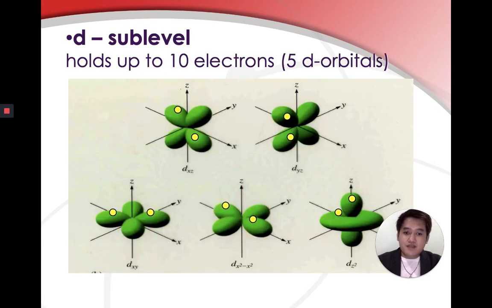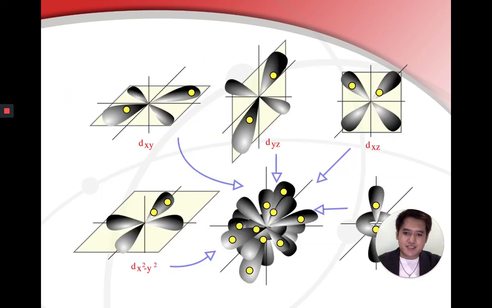The d sublevel gets more complicated here, but the electrons are moving along that shape, the cloverleaf shape. There are different orientations, just like what we've shown. But remember that the d sublevel holds up to 10 electrons. And these are your orientations.